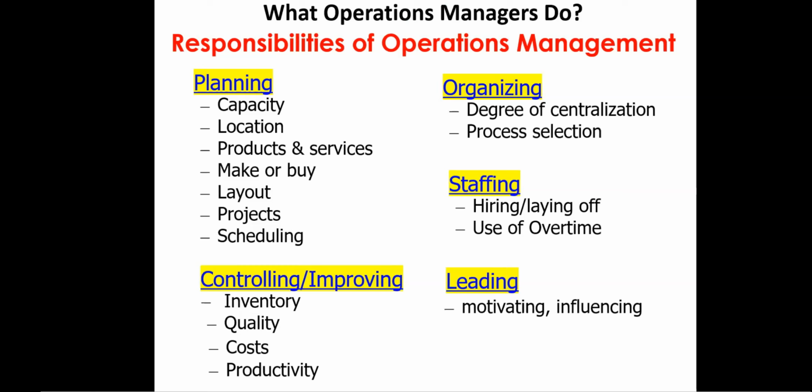They need to control the process. If they don't control the process, the whole system is going to be haywire. Control on the inventory, control on the quality is very important, on the cost. You don't want to produce at a high cost, and also productivity. And it also involves the staff.